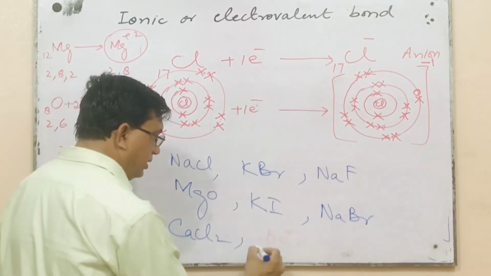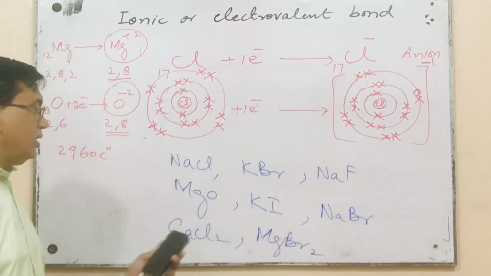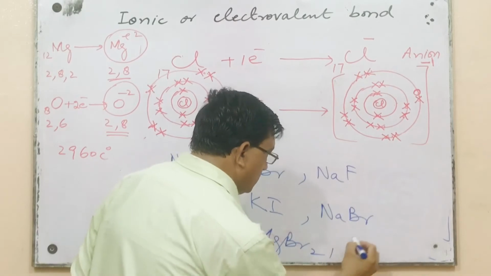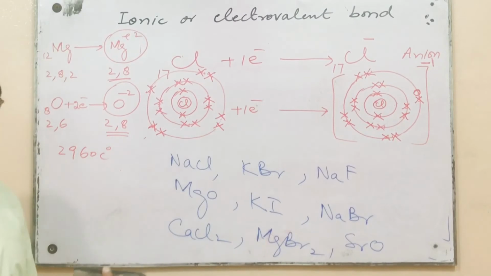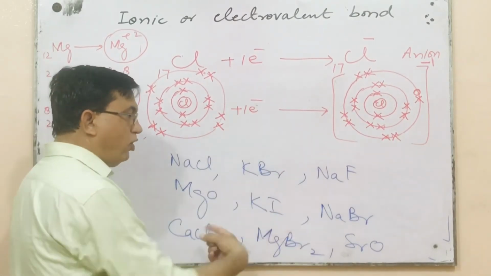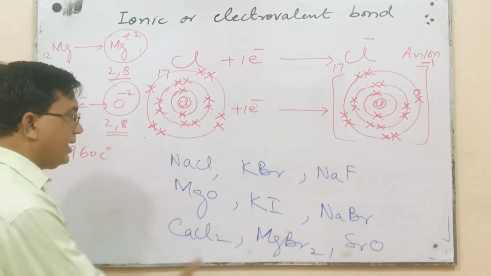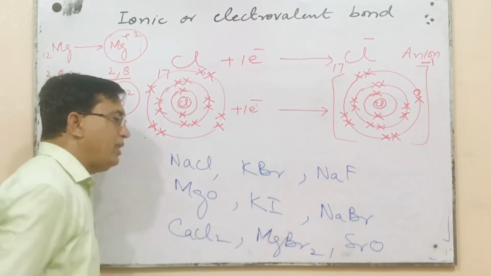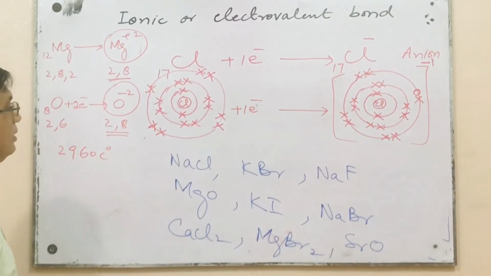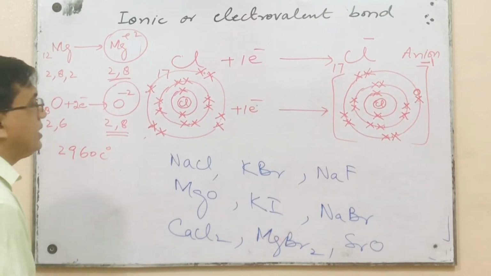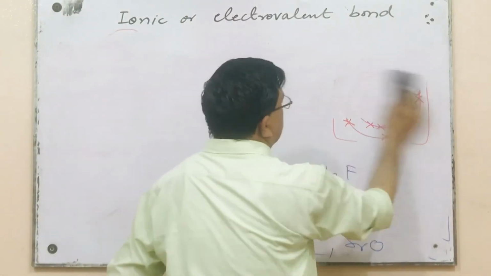Calcium chloride, magnesium bromide. Similarly, strontium oxide, all these are ionic compounds because they are formed by the ionic bond, by the complete transference of electron from metal atom to non-metal atom. Now, whenever we compare the properties of these ionic compounds, what are the important properties of ionic compounds?